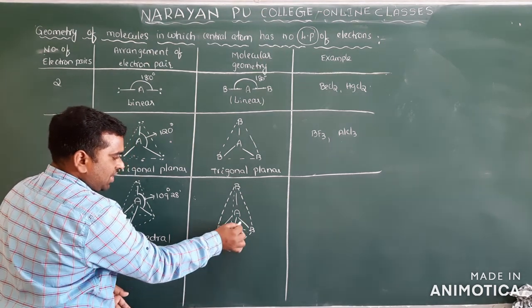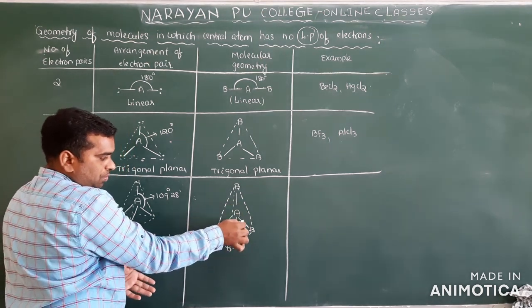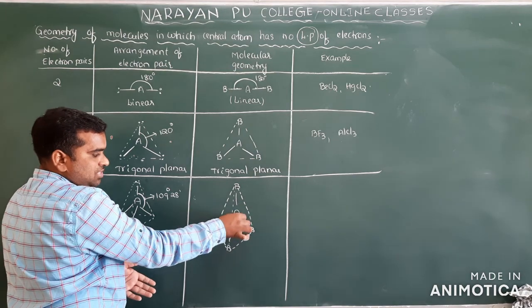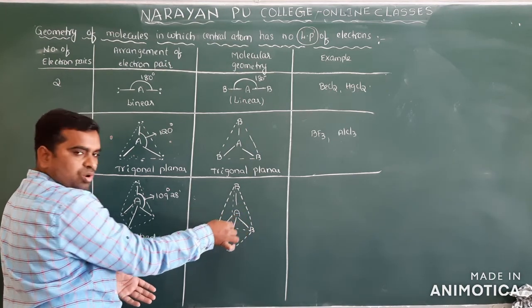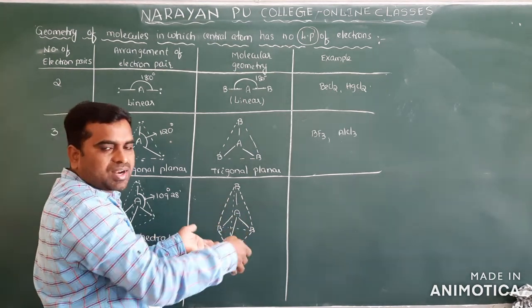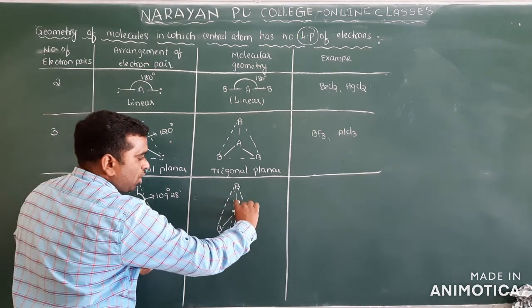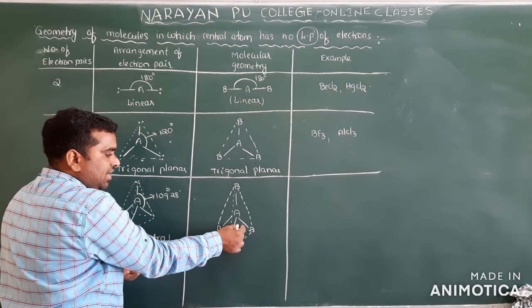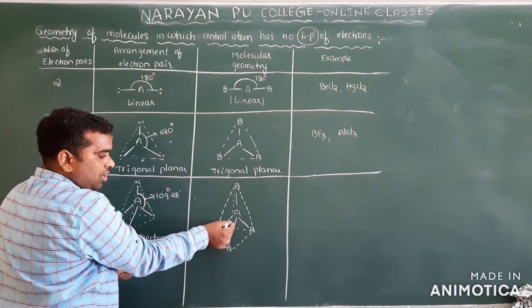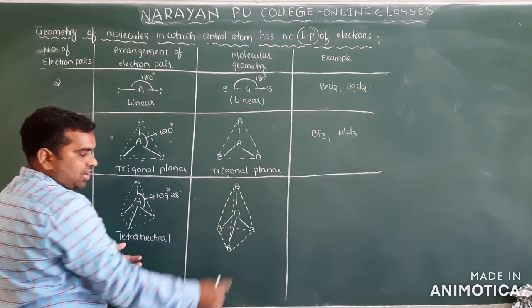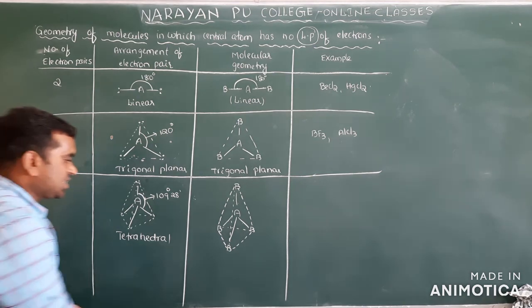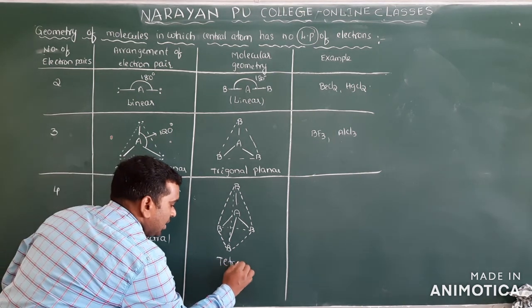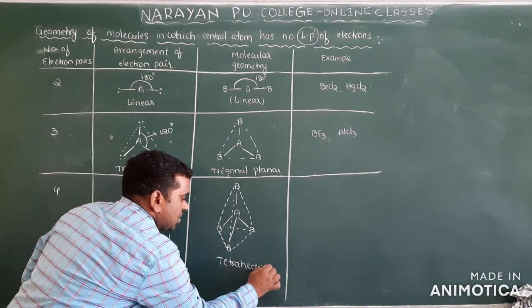You take any bond angle here. Don't think that the angle is larger here and smaller here. No, it is actually three-dimensional, so we cannot write the exact shape. Here it is 109 degrees 28 minutes. Here also 109 degrees 28 minutes. Here also, and here also. What is the shape here? It is a tetrahedral shape.